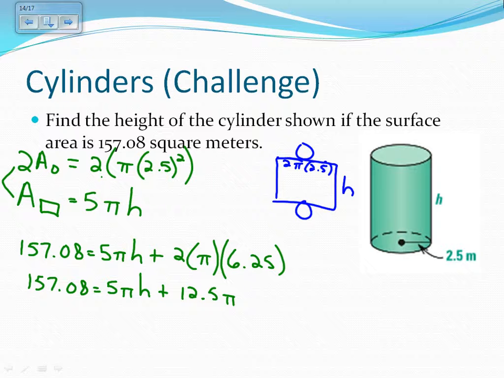Guys, listen up, please. I can't hear Abinette. Where did I get the 5 pi? Because the area of the rectangle is this times this. Do you agree with that? 2 times 2.5 is 5. So I get 5 pi from up here times the h, so I get 5 pi h.